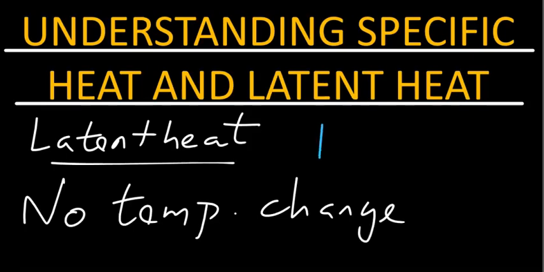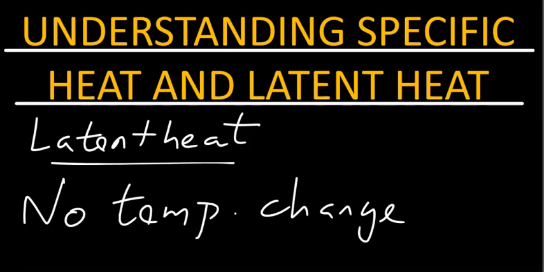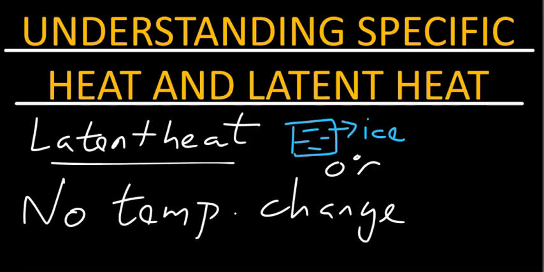So if you have, say, a sample of liquid water, and it turns into, say, vapor, this process occurs at a constant temperature of 100 degrees Celsius. Likewise, if you have a sample of water and it turns into ice, this process occurs at a constant temperature of 0 degrees Celsius. So the amount of heat change that takes place here goes into either breaking the bond or forming the bond.